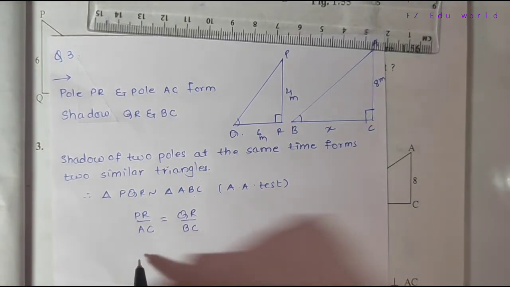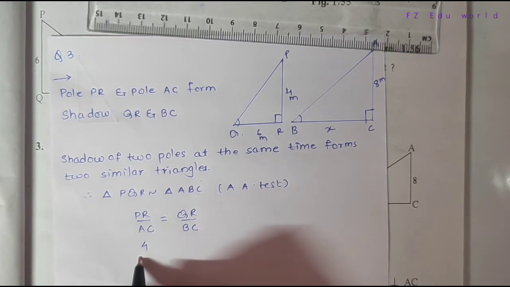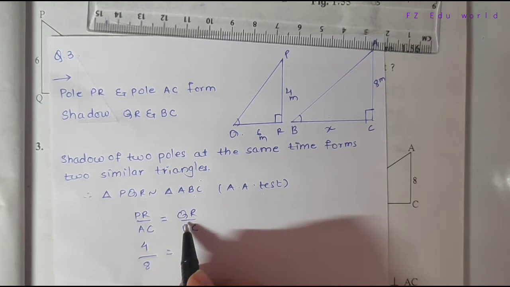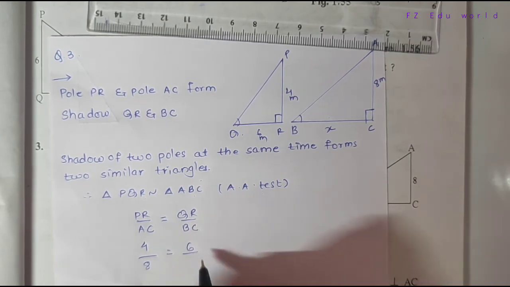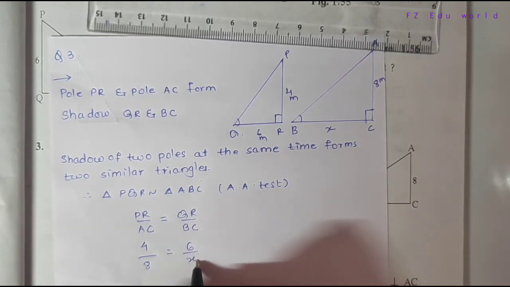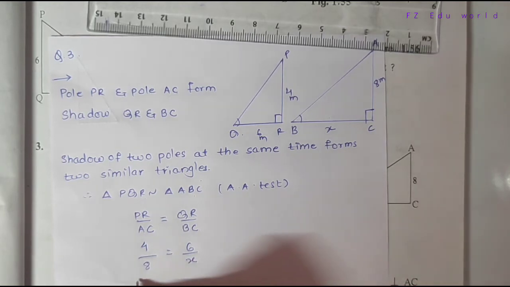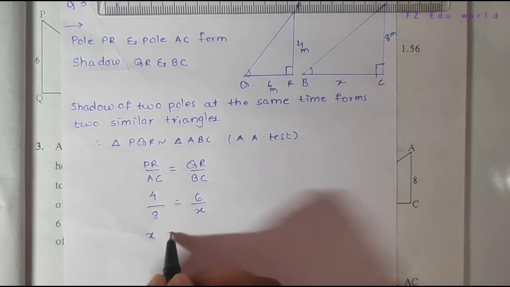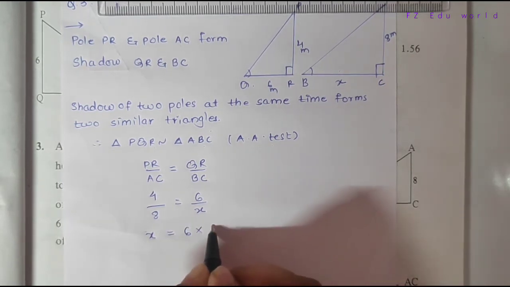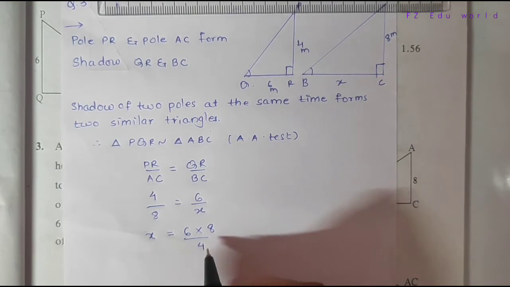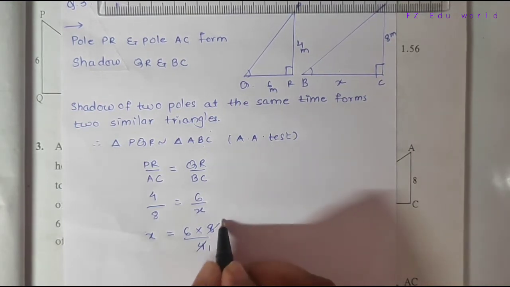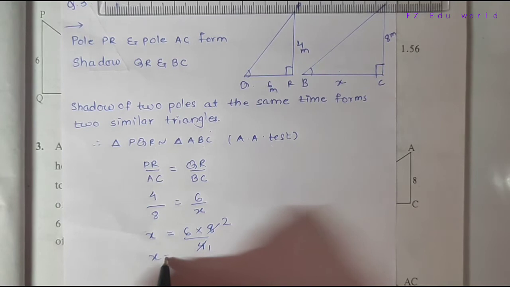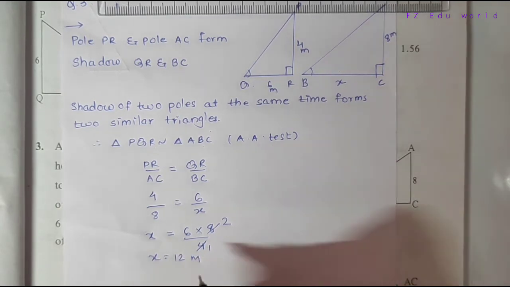Now PR is 4, AC 8 is equal to QR 6, which is given, and BC is X. Now we will cross multiply here. X is equal to 6 into 8 upon 4. 4 ones are 4, 4 twos are 8. X is equal to 12 meters.